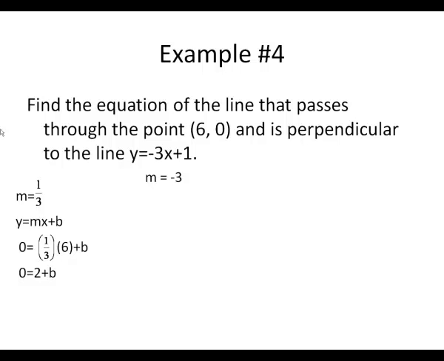And we want to solve that equation for b by subtracting 2 from both sides. And we get that our b value is -2. So we know our slope is a third and our b value is -2, and we can write our final answer for this line, y equals 1/3 x minus 2.